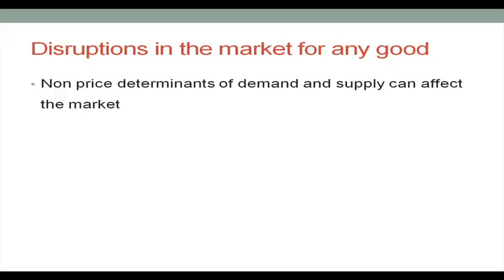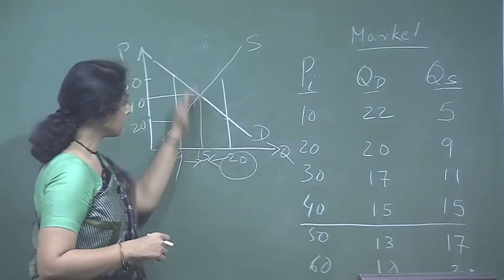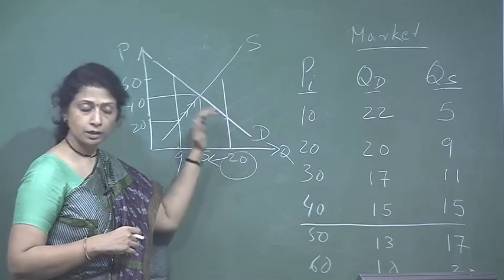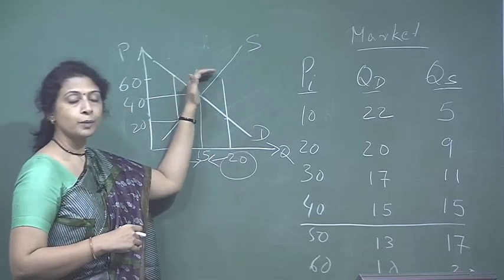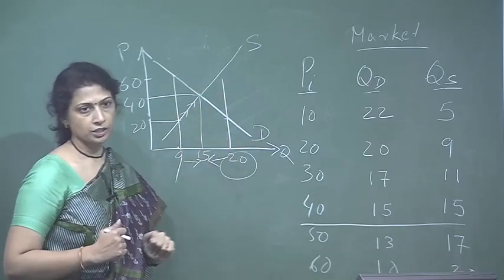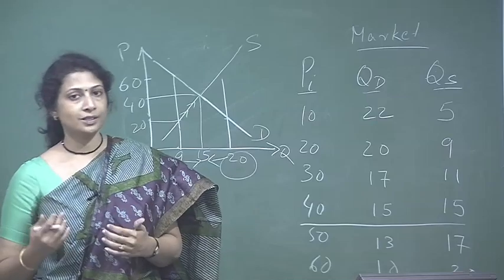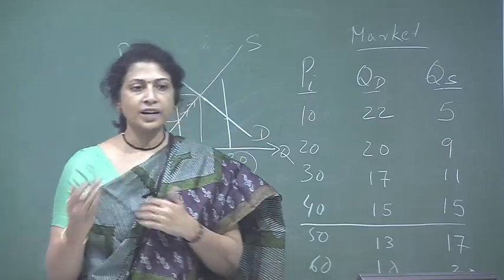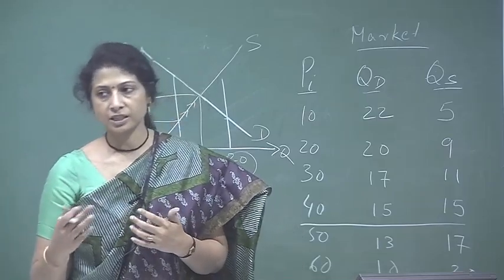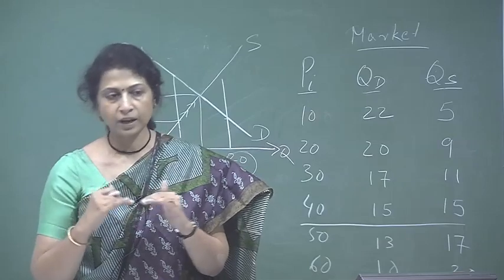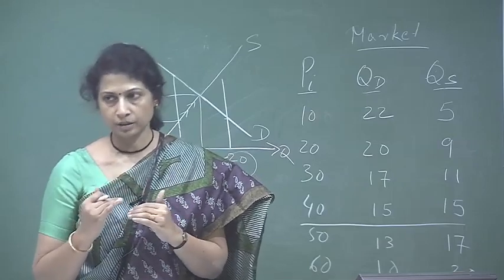So how can disruptions happen in the market? Now these supply and demand situations, the surplus and the shortage situations, are basically changes in the price, that is, the price determinant is changing, and so the supply-demand disequilibrium is happening in the market.